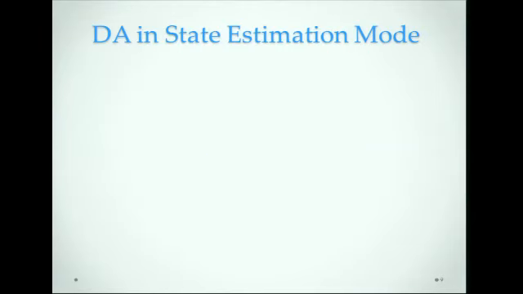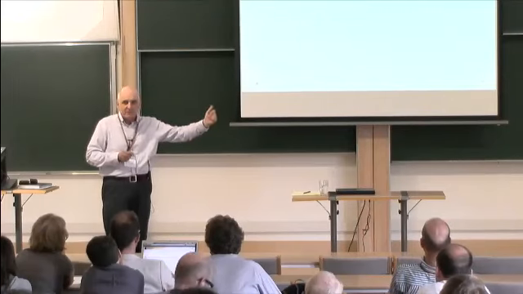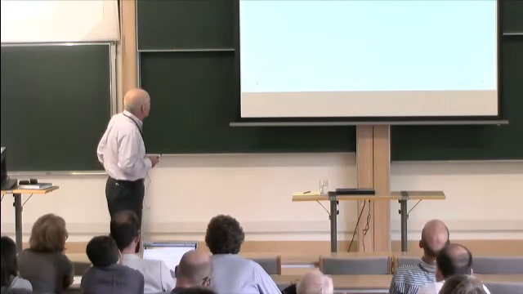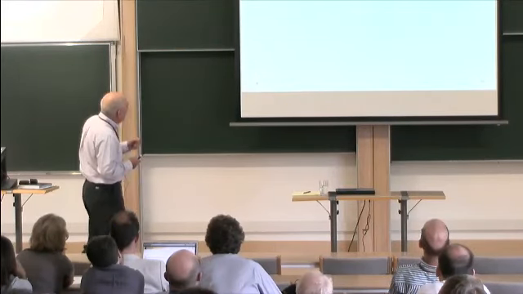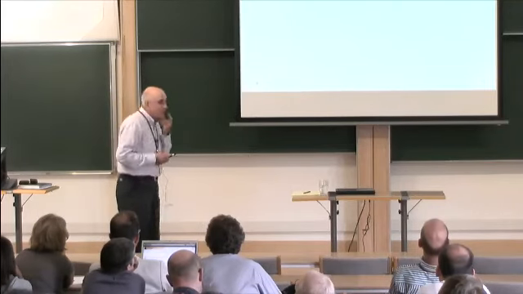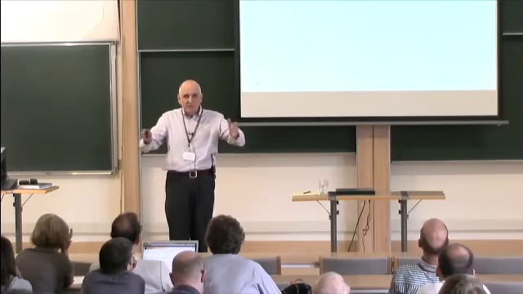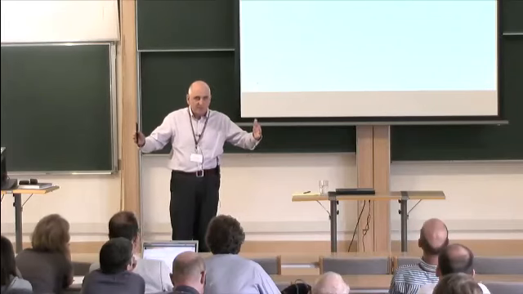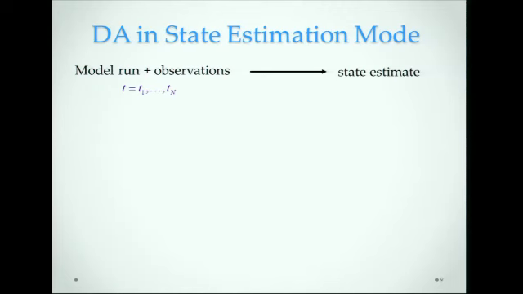Okay, you can also do data assimilation in state estimation mode. This is a different way, for a different set of problems. You would not be thinking about continually updating and stepping forward in time. What you do here is you take a model run and observations and get out of that some estimate of the state, but your model run and your observations would be given over a total time interval, let's say running from t1 up to tn. You assume that you're given all of the information, the model runs and the observations, from that whole set of time intervals.